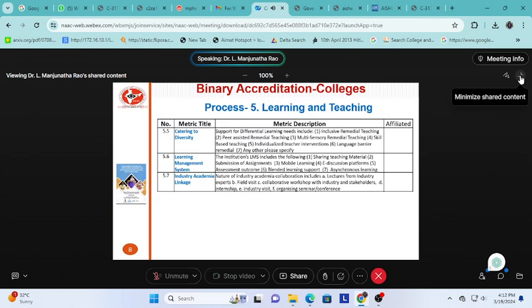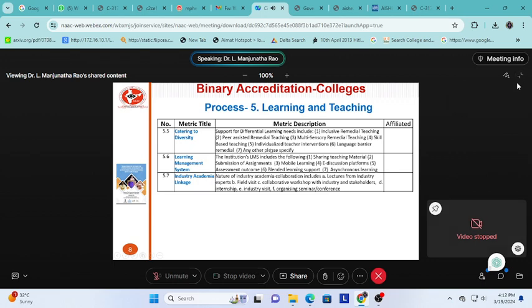The institution's learning management system includes sharing teaching material, that is providing access to the teaching material to all the students. Submission of assignments, that is submitting the student assignments online, mobile learning, e-discussion platforms, assessment outcome, blended learning support, asynchronous learning. Industry-academia linkage.